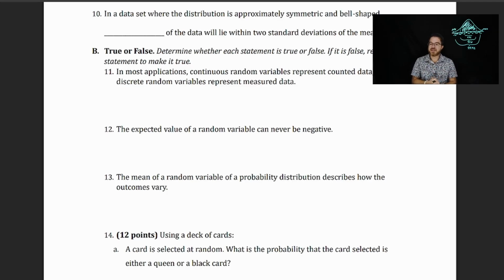Number 13 says, the mean of a random variable of a probability distribution describes how the outcomes vary. So this one is clearly false because the mean, which is the expected value, is the average of the values if you were to repeatedly do the trials or experiment. What describes how the outcomes vary would be either the variance or the standard deviation. So in this case, the mean of a random variable for a probability distribution describes the average of the data.